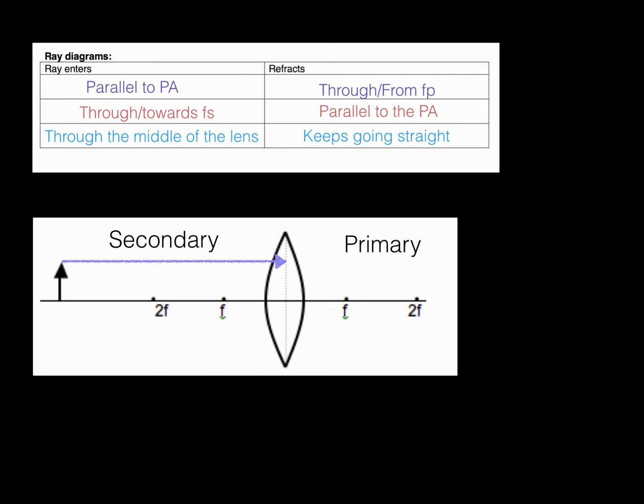The first ray comes in parallel to the principal axis, and it refracts through the primary focus. The second ray comes through the secondary focus, and it refracts parallel to the principal axis. The third ray goes through the middle of the lens, and it keeps going in a straight line. The image is the location where the 3 rays intersect.